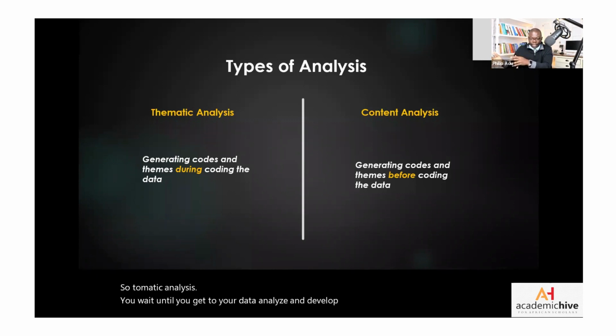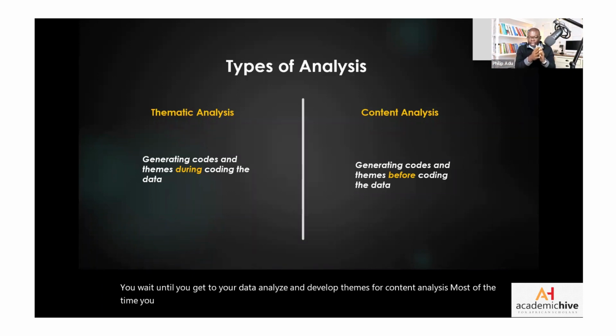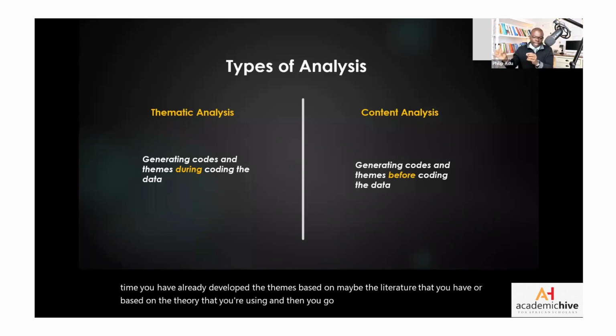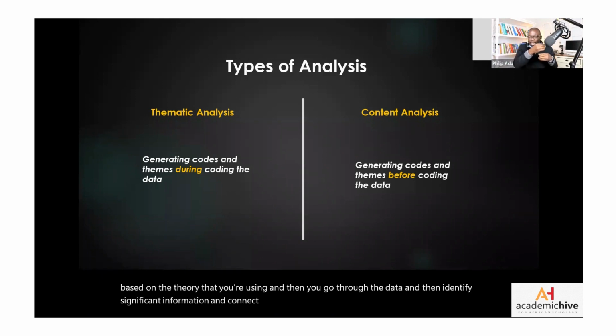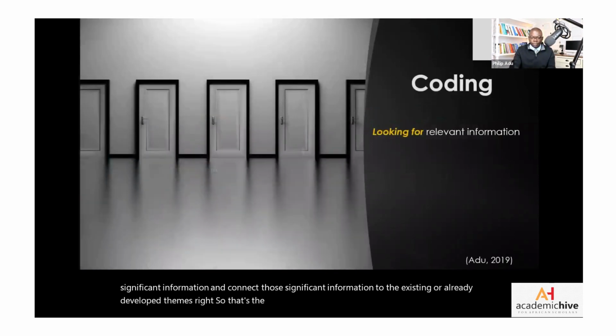For content analysis, most of the time, you have already developed the themes based on maybe the literature that you have or the theory that you're using. And then you go through the data, identify significant information, and connect it to the already developed themes. So that's the main difference. So let's go back to the coding.